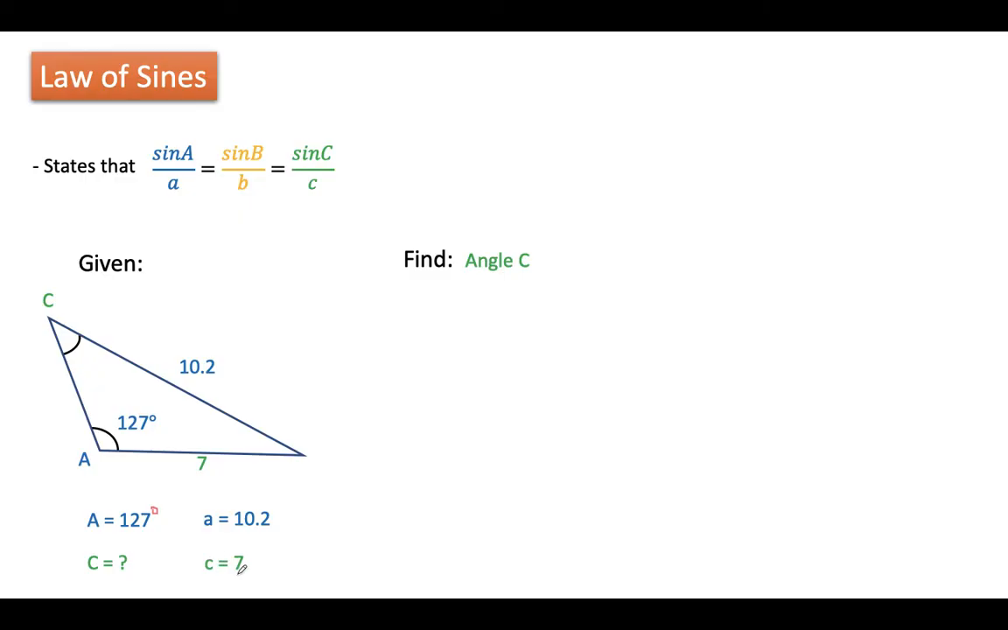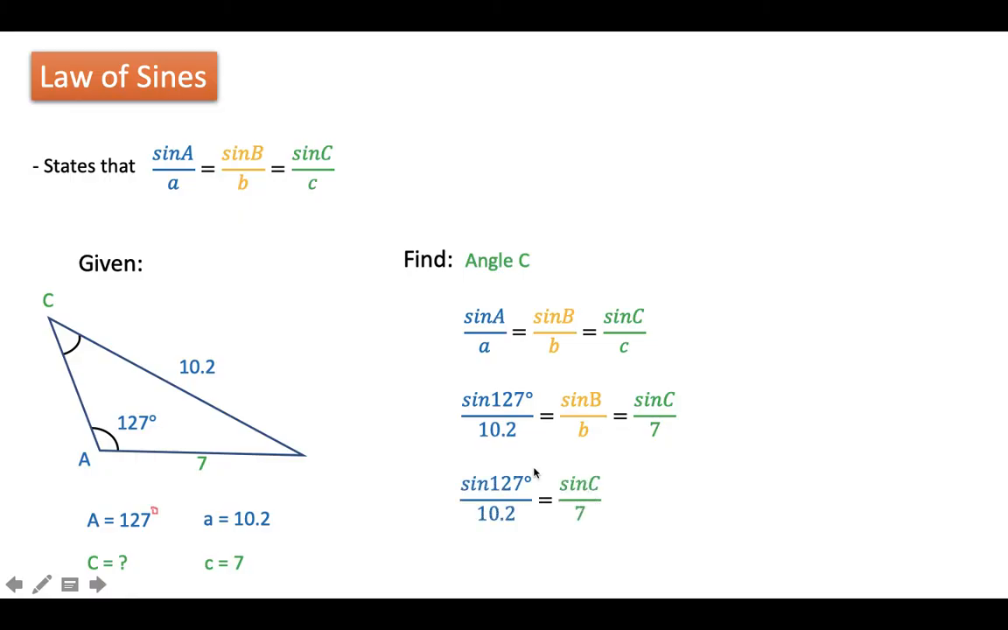Side c is 7. Now, write down the equation taken from the law of sines, then substitute. Angle A is 127 degrees, angle B is unknown, side a is 10.2. Angle C is unknown, and that's what we are trying to find out. Then side c is 7 units. So we need the first and the last ratios to be our working equation to solve for angle C.